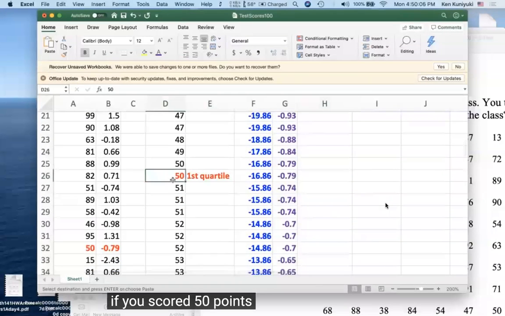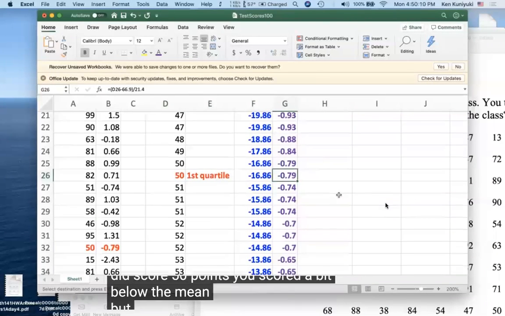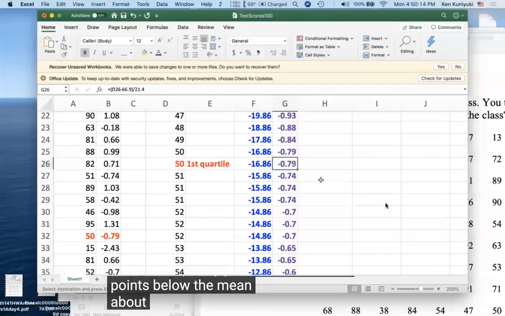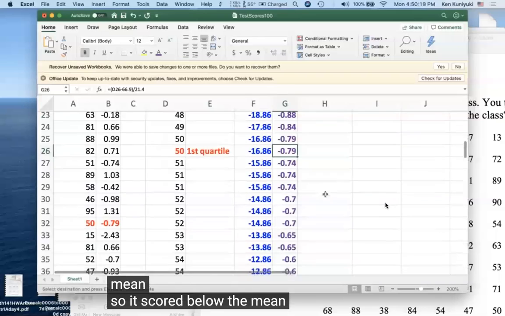If you scored 50 points, well, we said you did score 50 points. You scored a bit below the mean, but not too poorly. You scored about 17 points below the mean, about 0.79 standard deviations below the mean, so you scored below the mean, but not too badly.